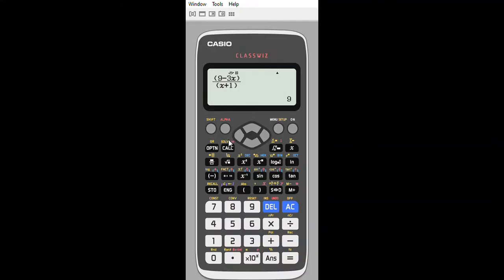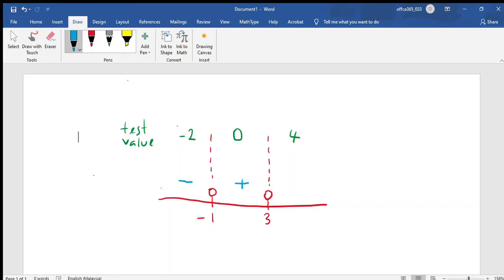So press the calc button again. Enter our third test value, which is 4, and then press the equal button twice. Then we get negative 3 over 5, so just take negative and write it on our third region. For the last region here, the third region, we get negative 3 over 5, so just write negative.